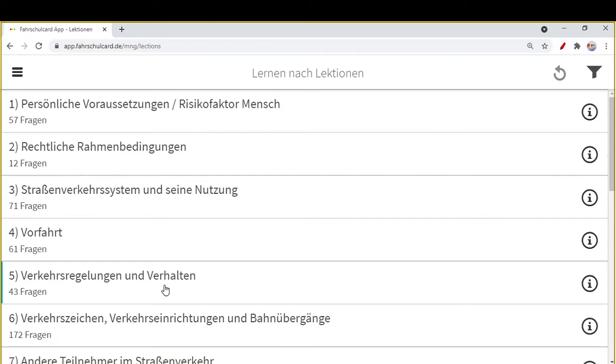Until now we have covered 5 topics, and today we are gonna start topic number 6, which is one of the biggest topics you can say, with around 172 questions. This topic is about traffic signs, which normally you need to be very careful about. You should be very careful when you are driving on the road. So this topic is one of the most important topics, not only for the theory exam but also for your practical exam as well.